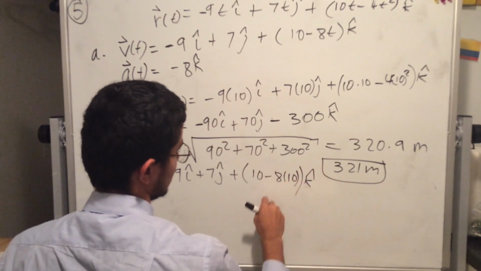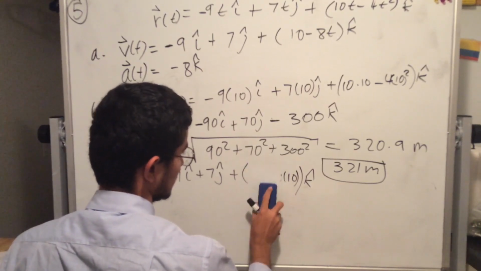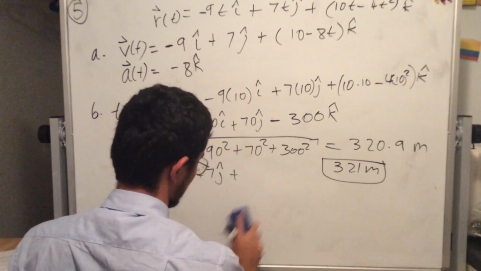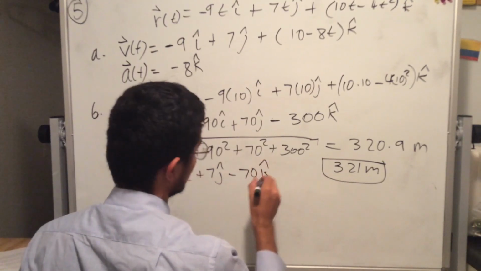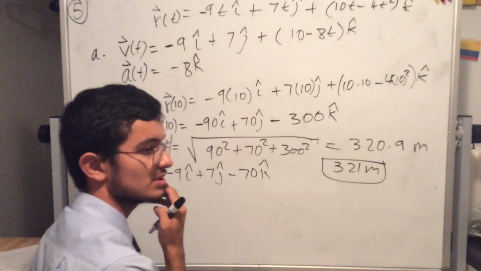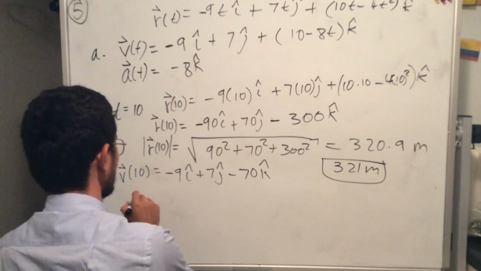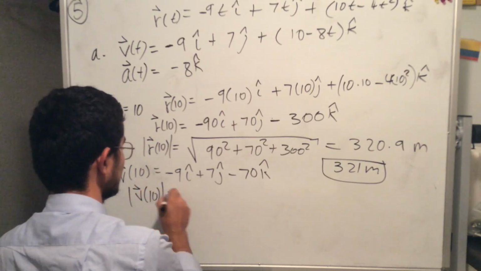Okay, so 8 times 10 is 80. 10 minus 80 is going to be negative 70. So that's going to be minus 70 k hat. This is the velocity vector function evaluated at 10, and we're going to find the magnitude of that vector, to find the magnitude of the velocity.